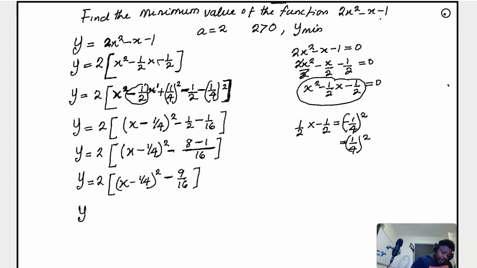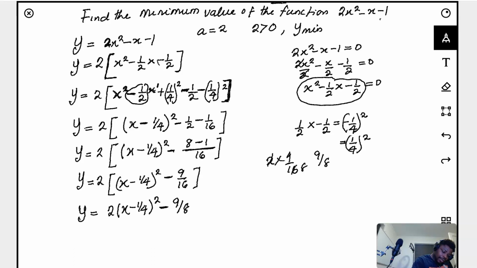Now, let's open the brackets. This multiply this. That is 2 bracket x minus 1 over 4 squared minus 2 times 9 over 16. 2 times 9 over 16: 2 here 1, 2 here 8. So that is 9 over 8. So this is 9 over 8, no square brackets.